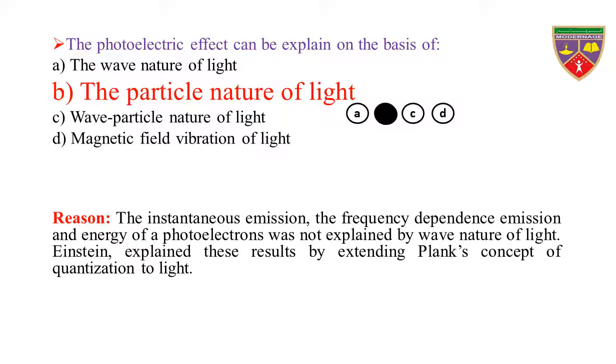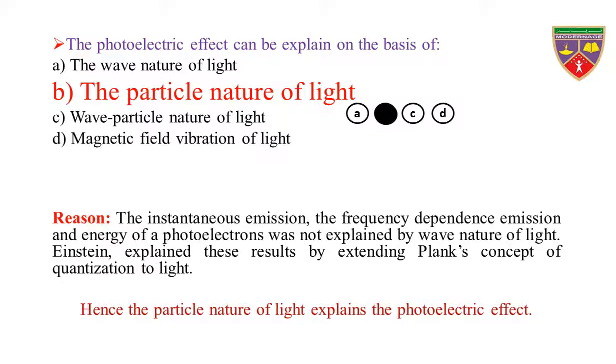Reason: the instantaneous emission, the frequency dependent emission, and energy of photoelectrons were not explained by the wave nature of light. Einstein explained these results by extending Planck's concept of quantization to light. Hence, the particle nature of light explains the photoelectric effect.